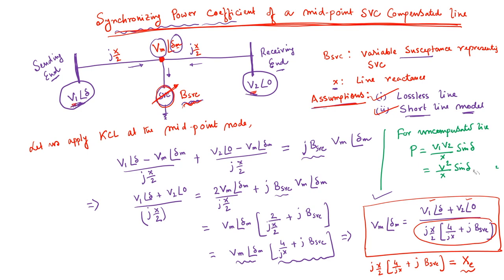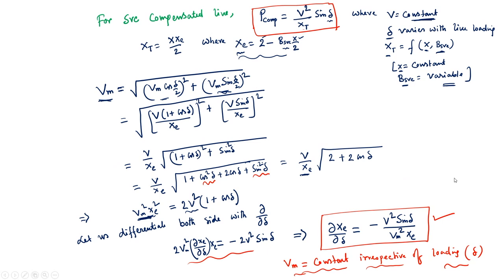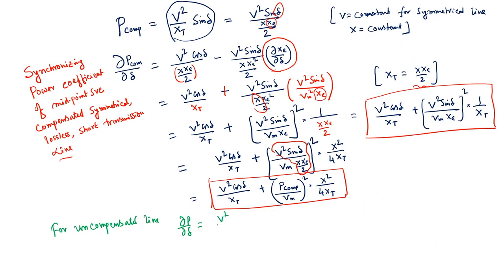Okay, since V1 is equal to V2 for a symmetrical line. If we differentiate with respect to delta, what will we get? V square by X is constant, because V is the voltage of both ends, which is regulated by the consideration of a symmetrical line, and X is constant. Therefore, del P del delta will be equal to V square by X cos delta. So, this is the synchronizing coefficient for the uncompensated line, and this is the synchronizing power coefficient for the compensated line.